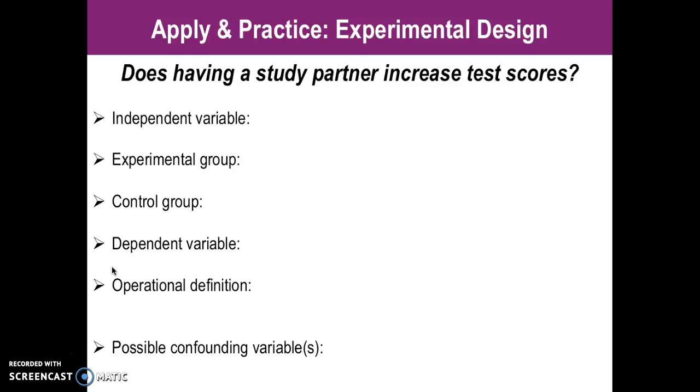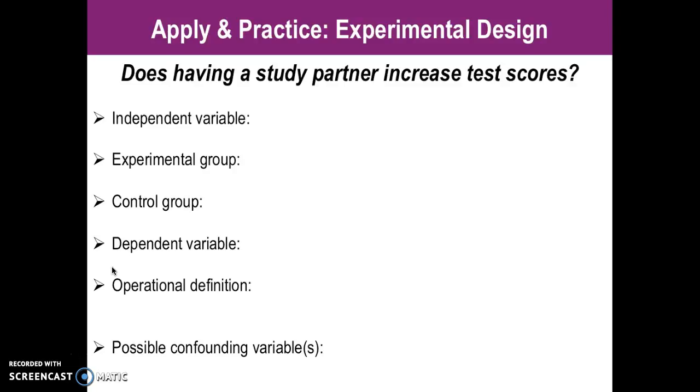All right. So you are going to do an apply and practice to really practice your experimental design, because we do struggle with independent variables, the experimental group, the control group, the dependent variable, operational definitions, and possible confounding variables. Now I have to tell you, one of the FRQs on the AP exam has traditionally been an experimental design question. We were really thrown off last year. They did not have a research methods question. But I'm expecting next year them to pick back up on that.